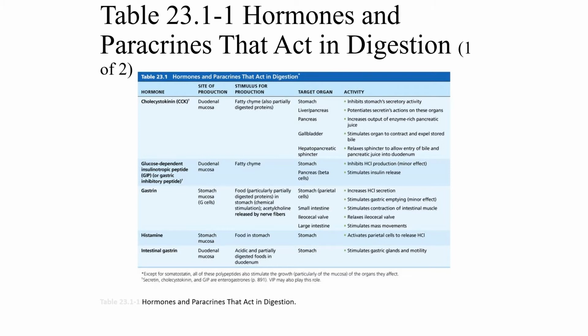Quick note: histamine activates the release of HCl, and if you take a lot of antihistamines to control your allergies, you're also inhibiting the parietal cells from releasing HCl. That's why sometimes physicians will give an antihistamine to people who are having problems with ulcers, to help lower the secretion rate of HCl. The next hormone is intestinal gastrin.